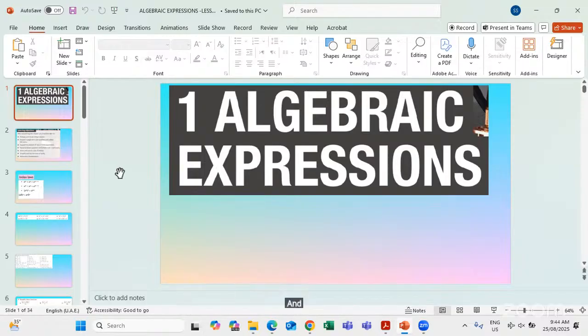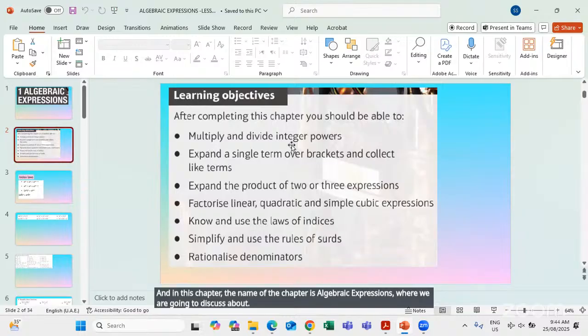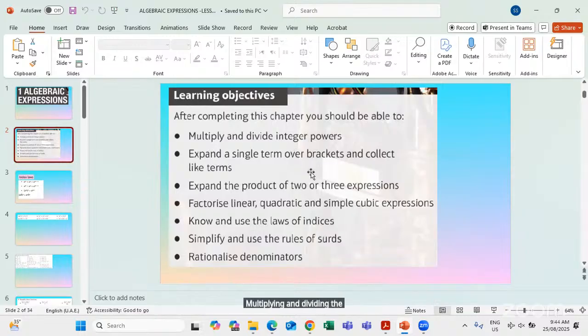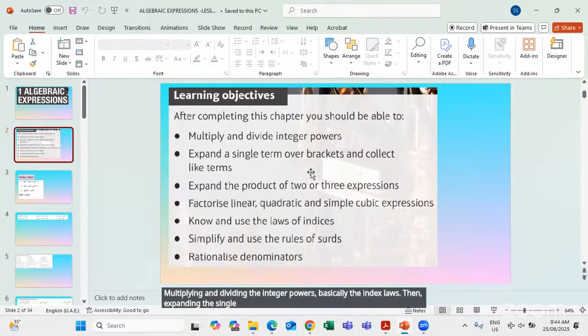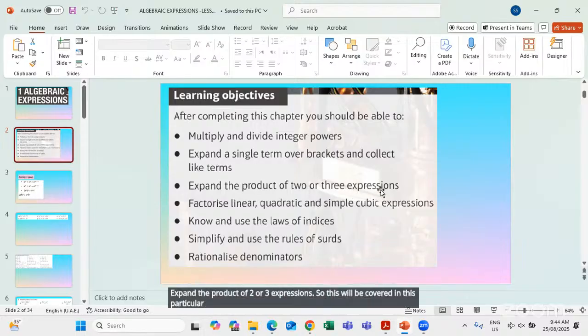In this chapter, Algebraic Expressions, we are going to discuss multiplying and dividing the integer powers, basically the index laws, then expanding single brackets, a single term over the brackets, and collecting the like terms, and expanding the product of 2 or 3 expressions. So this will be covered in this particular video.